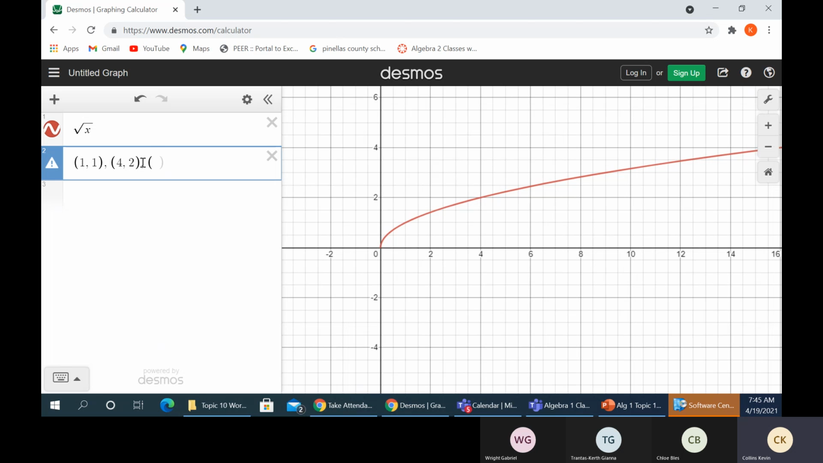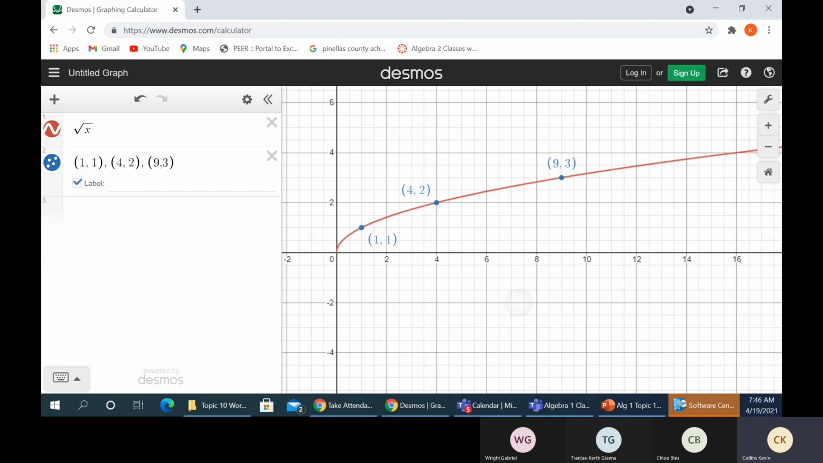So I'm going to say 9. Again, look, we're on the graph. Because remember, we're just plugging in numbers for x. X in this case is 9. So the square root of 9 is 3. And then we got room here. We can do one more. So we know 4 times 4 is 16. So the square root of 16 is 4.